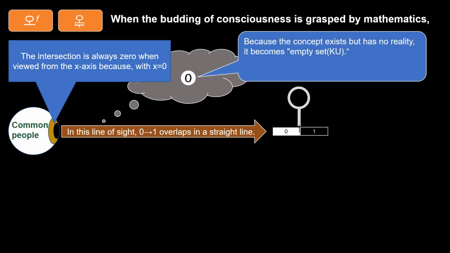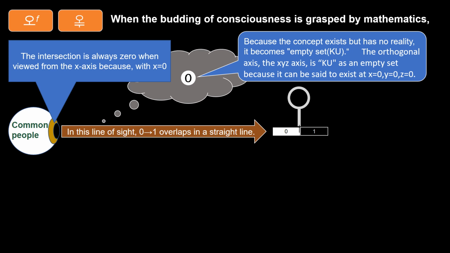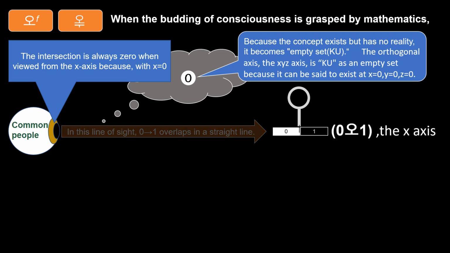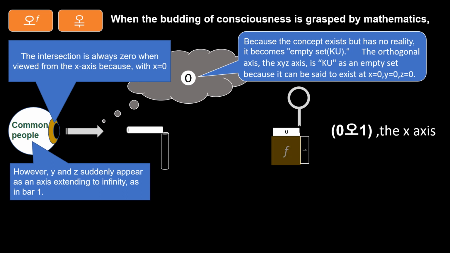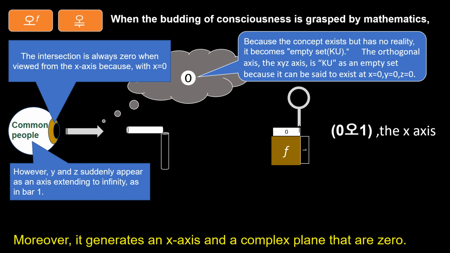with x equal to 0, because the concept exists but has no reality, it becomes the empty set Q. The orthogonal axis, the xyz axis, is Q as an empty set because it can be said to exist at x equal to 0, y equal to 0, z equal to 0. However, y and z suddenly appear as an axis extending to infinity, as in ball 1. Moreover, it generates an x-axis and a complex plane that are 0.